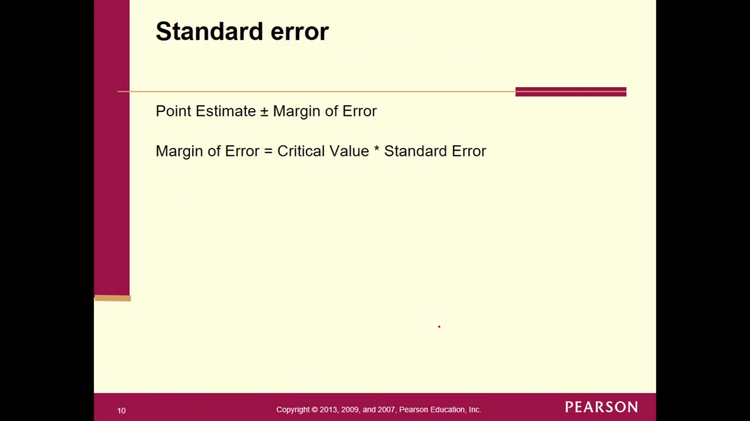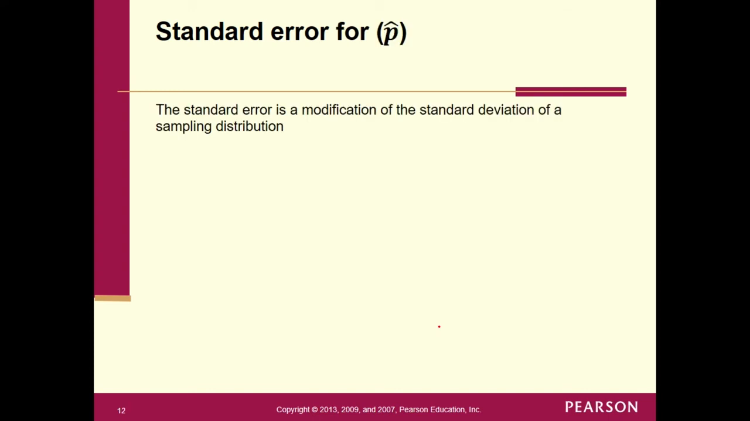The margin of error can be broken down into two parts: the critical value times the standard error. I want to focus in on the standard error right now. Standard error is a modification of the standard deviation of the sampling distribution. Simple as that. Recall that the standard deviation of p-hat is the following.